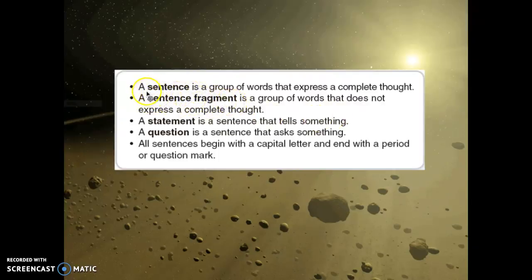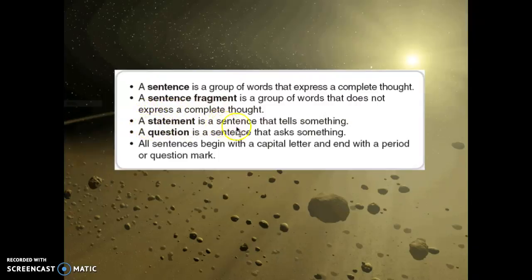So a lot of you already know that a sentence is a group of words that expresses a complete thought. A complete thought, boys and girls, is a thought that has a subject and a verb, a subject and a predicate. Predicate is another name for a verb. A sentence fragment is a group of words that does not express a complete thought. So a fragment is missing either a subject or a predicate or verb. Predicate and verb are the same.